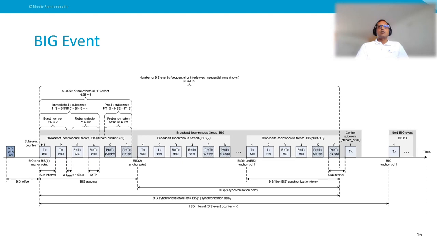What is new compared to normal ACL connection events or advertising events is the introduction of something called sub-events. Transmission on each sub-event is on a different radio channel. This provides frequency diversity. Each BIG event consists of a number of sub-events where we have transmission, retransmission, and pre-transmissions. Pre-transmission provides time diversity along with frequency diversity.